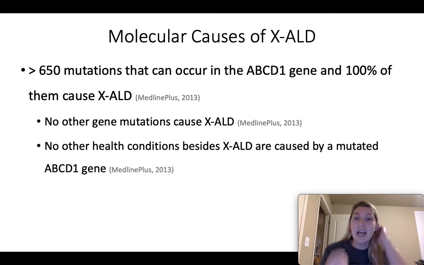Now, when there's a mutation to the ABCD1 gene, this is when we're going to have XALD. There are over 650 mutations that can occur in the ABCD1 gene, and 100% of those mutations will cause XALD. There are no other gene mutations that cause XALD, and no other health conditions besides XALD are caused by the mutated ABCD1 gene.